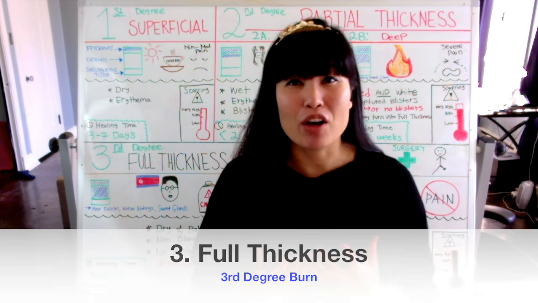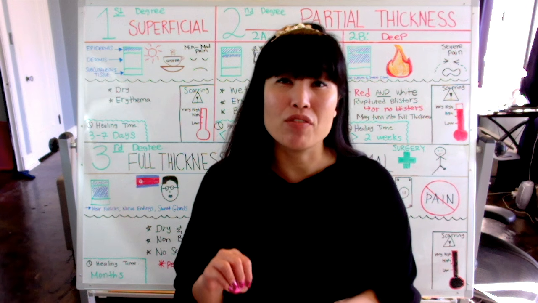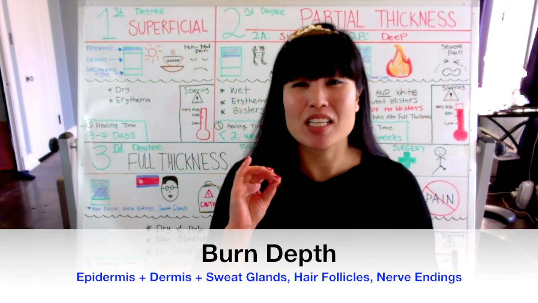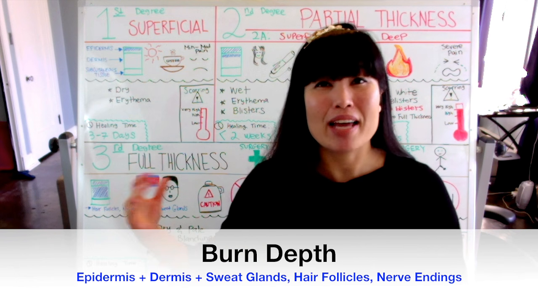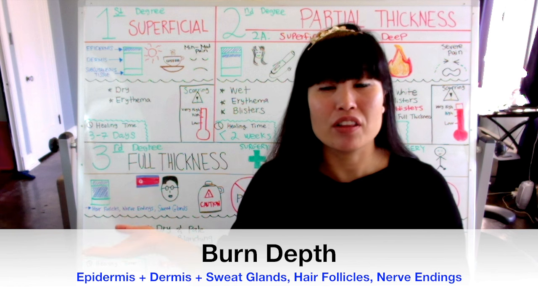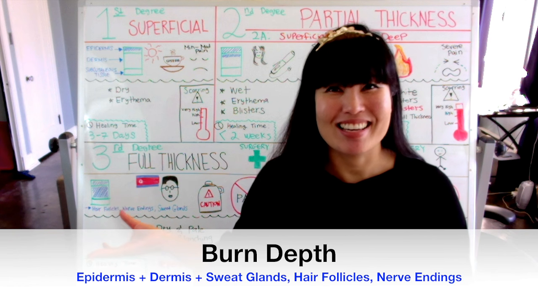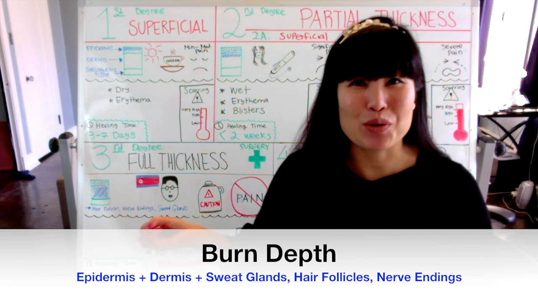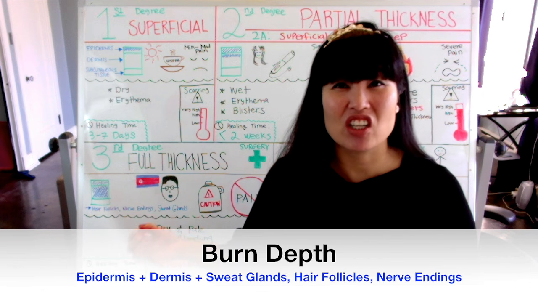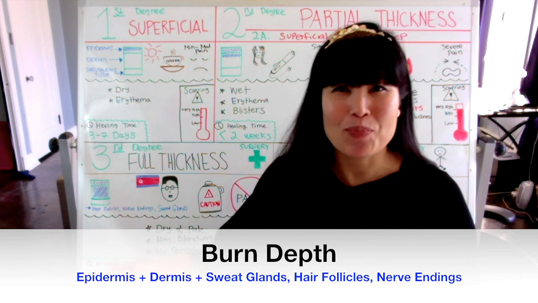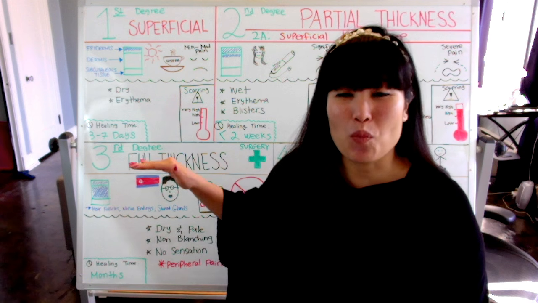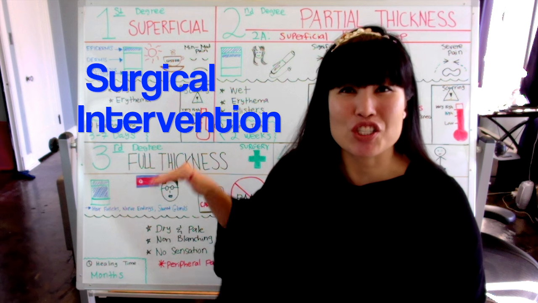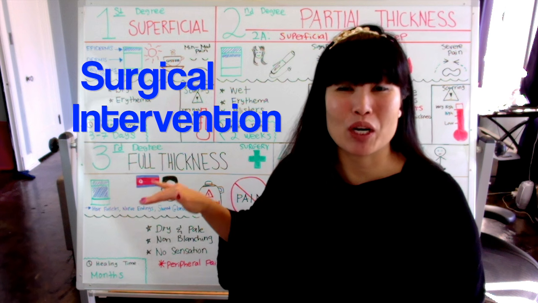When we're talking about a full thickness burn, we're talking about the full dermis that is now involved. So where we had a partial thickness with part of the dermis involved, by the time you get to a 3rd degree full thickness, the entire dermis is involved. So epidermis, dermis, and now you have the sweat glands, the hair follicles, as well as the nerve endings. And with 3rd and 4th degree burn, it's important to note that surgical intervention is required.